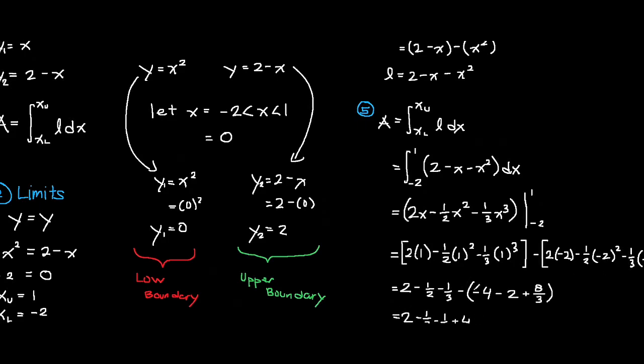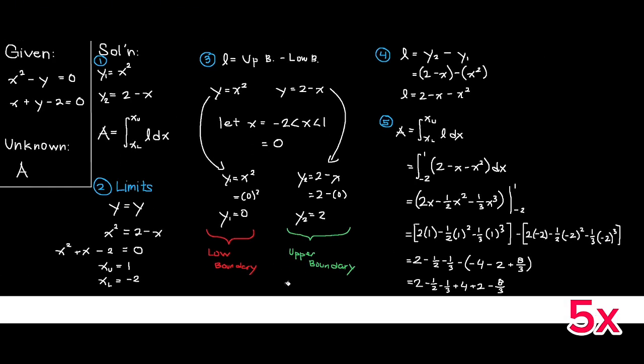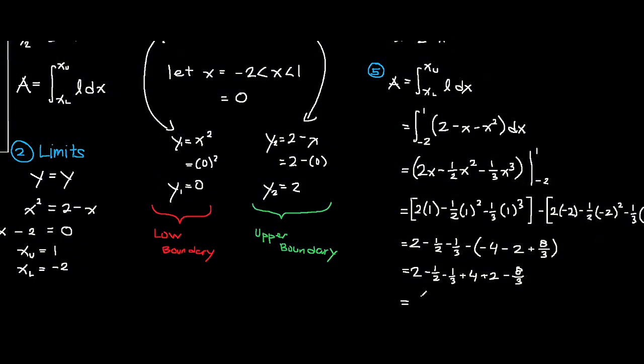Don't forget about the signs: positive, negative times negative is positive, negative times positive is negative. Simplify. So this simplifies to 9/2. And that will be our final answer. Let's put a box around it since it is an important one.